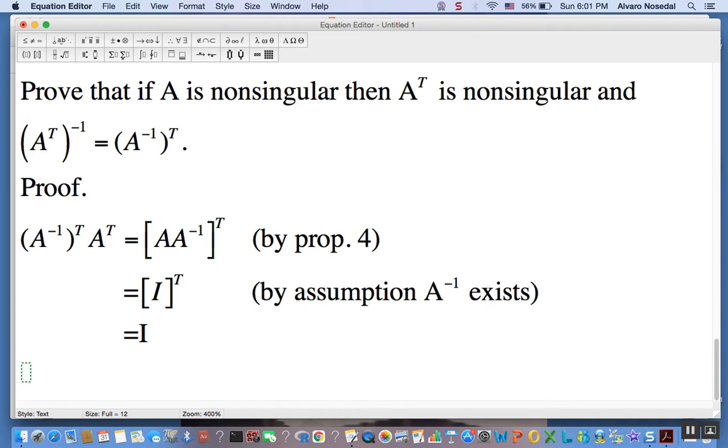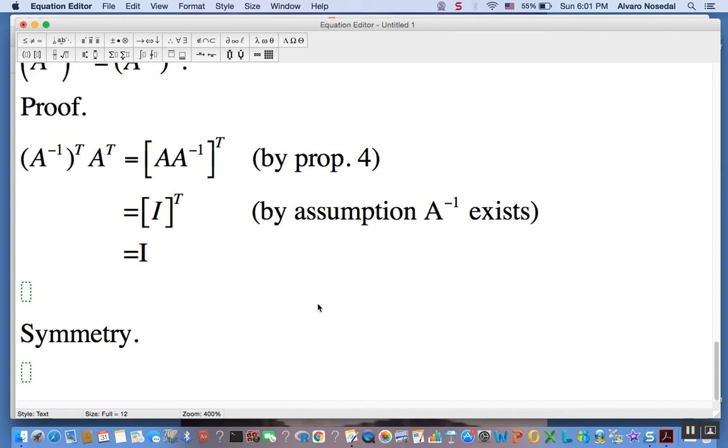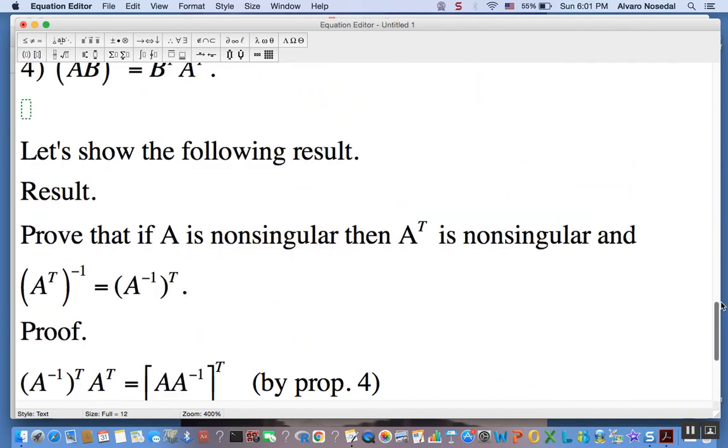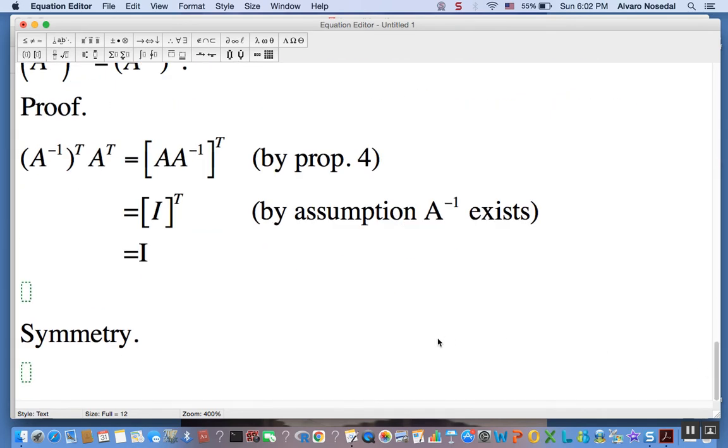So now, finally, we're ready. Let's show that H is symmetric. Here we go. We know that if we want to show that something is symmetric, what we have to show is that its transpose equals the original matrix, okay? So let's try and find H transpose.